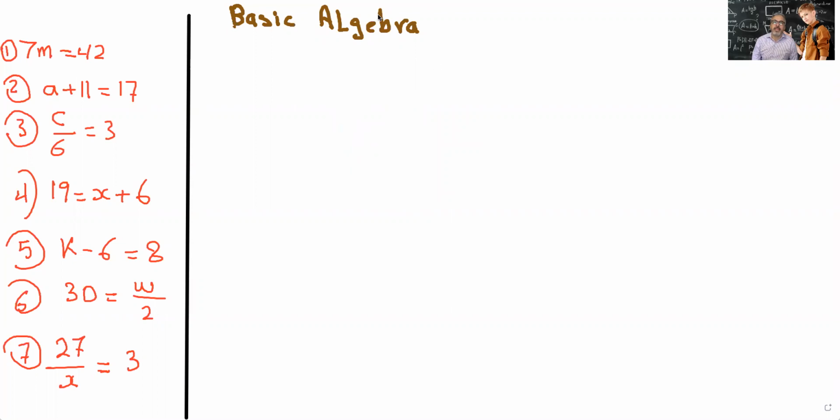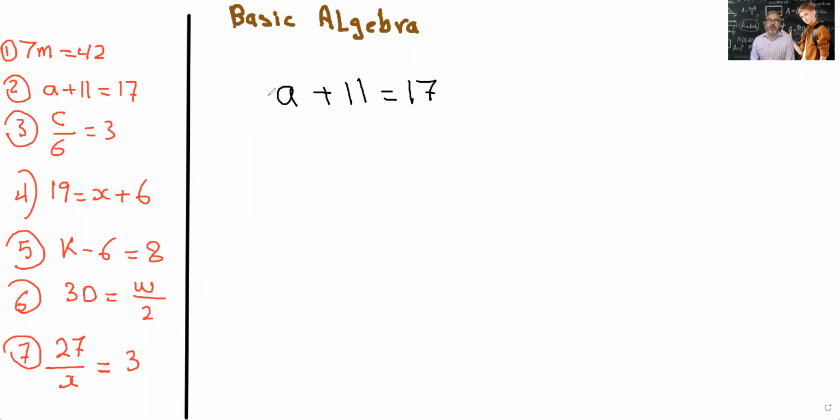Now let's take the next question, which is a plus 11 equals 17. Yes, I know we could guess what the answer is right away because 6 plus 11 is 17, but we don't want you to do that because algebra gets complicated. And if you start doing things in your head, then you're going to run into trouble in the future.